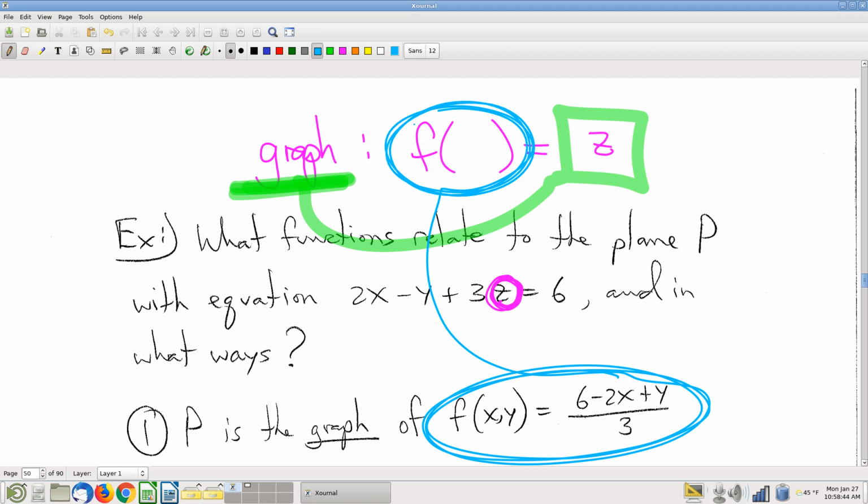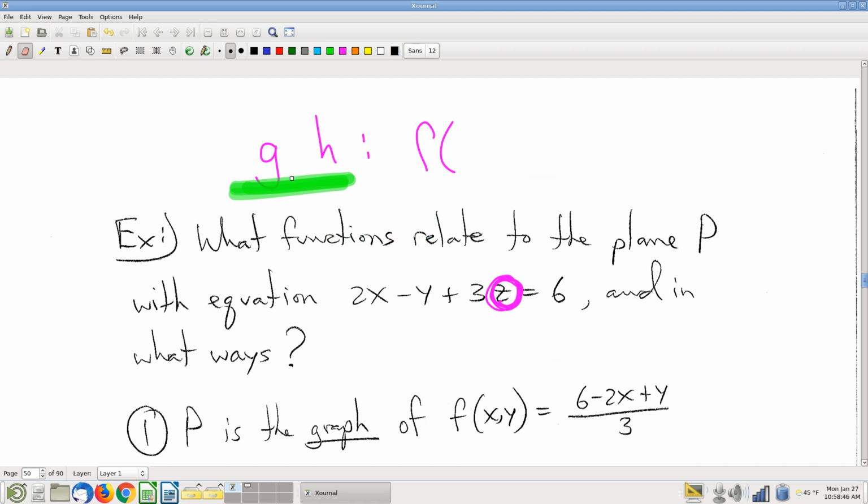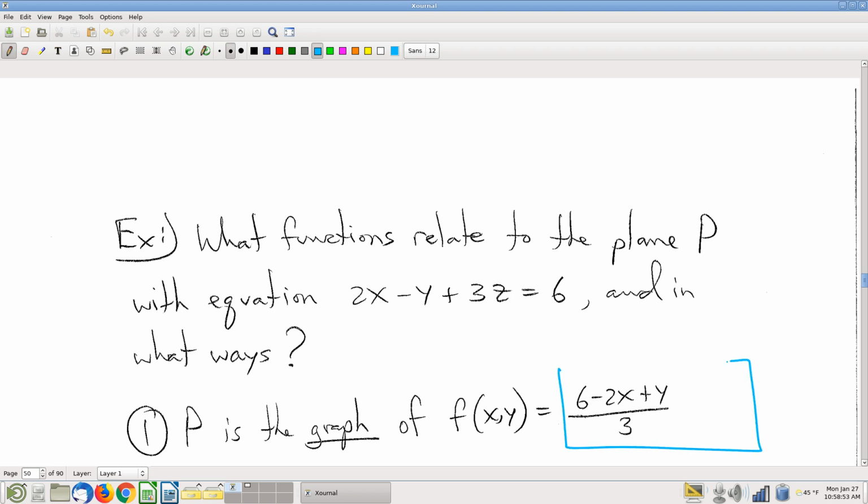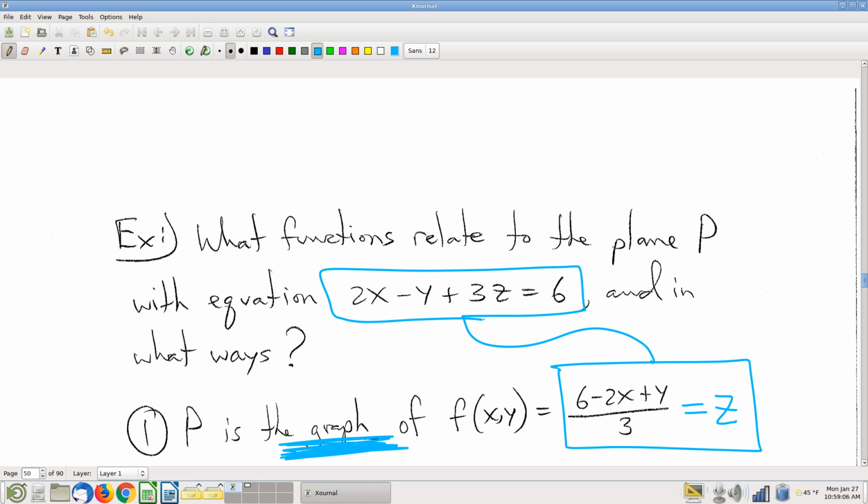Yeah, is everybody on board? And just to be a little bit more blunt about it, check it out. If I were to take this function and set it equal to a new variable, I emphasize that's what a graph is, right? This equation is exactly equivalent to that equation. They have the exact same solutions. I just move stuff around.